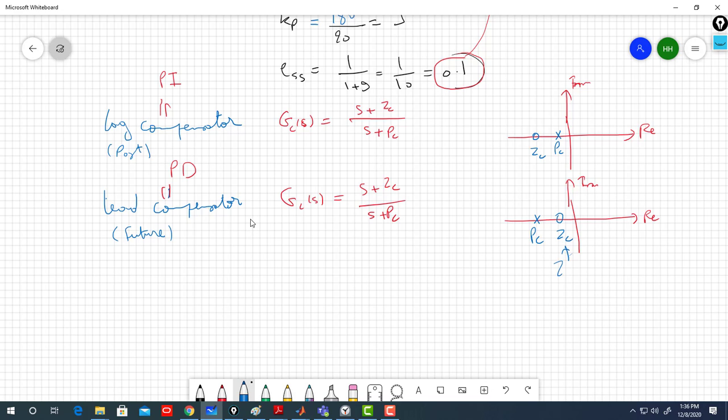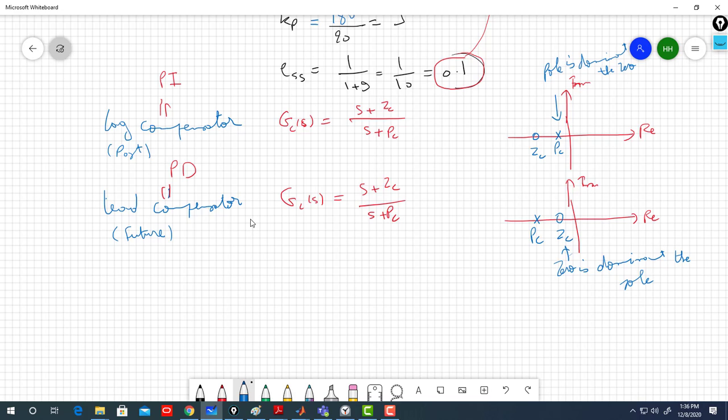So the zero is dominant, or dominating the pole. That's why it's PD, that's why it's lead. The zero dominating is close to the imaginary axis. Here, the pole is dominant, or the pole is dominating the zero. Okay, that's the main difference in the number, how much it is.